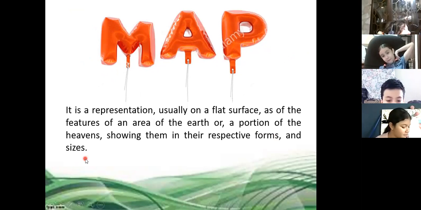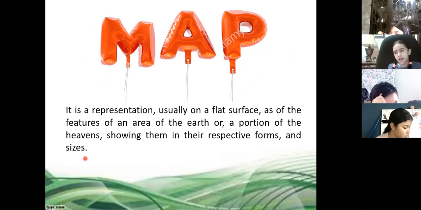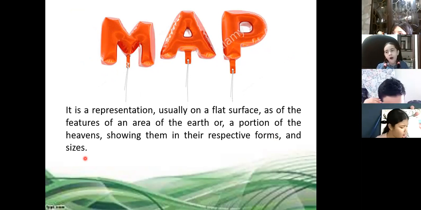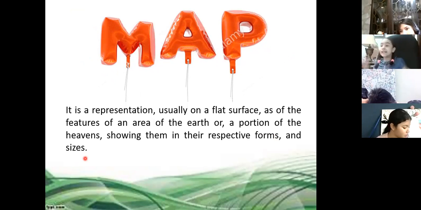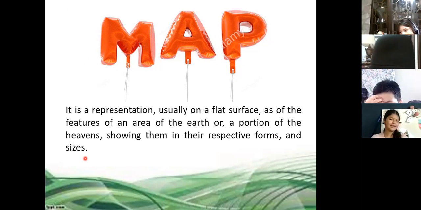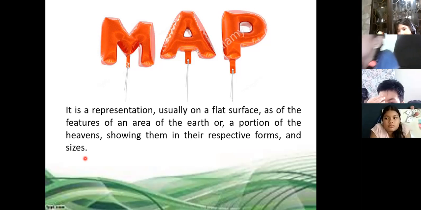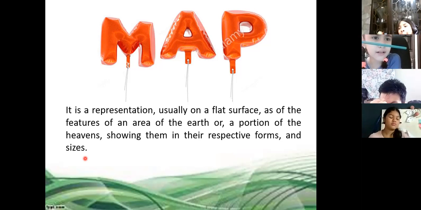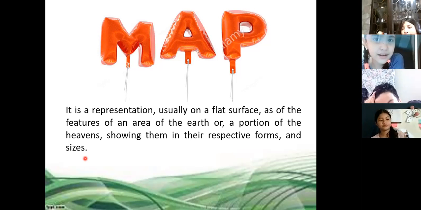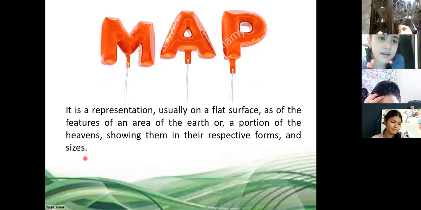Excellent, Colette. That's the meaning of map. What is a map? It's a representation. Remember, a map is a representation that is usually a flat surface of the features of an area of the earth. It can also be a portion of the heavens showing the respective forms. That's a map, a flat representation of the earth and the heavens. So we have different types of maps.